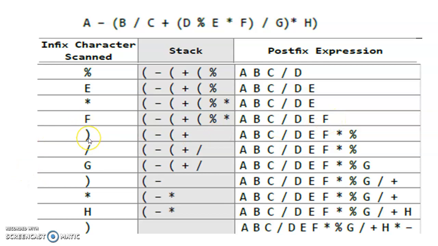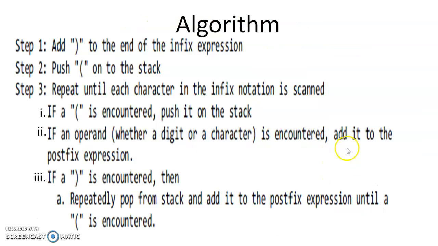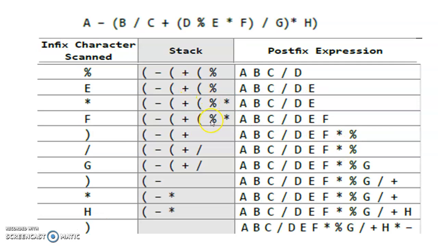Then closing parenthesis is coming. Whenever the closing parenthesis is coming, pop all the operators inside from the stack until the opening parenthesis. At first star is popped and added, and then percentile is popped and added. And remove this particular opening parenthesis from the stack. Don't add it to the postfix expression. Just discard it by popping it.